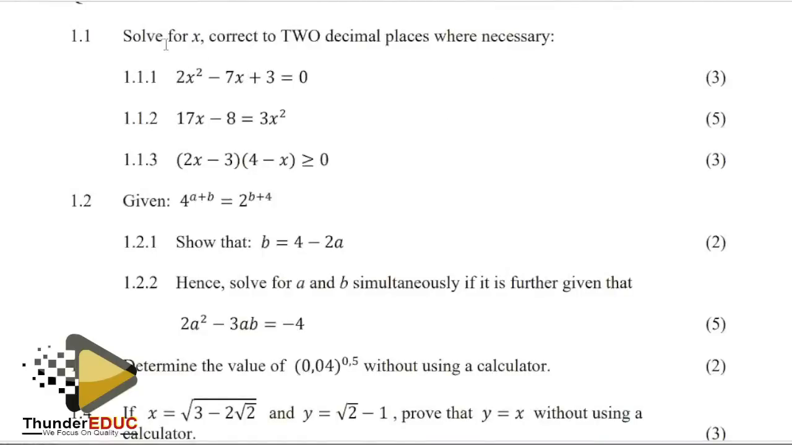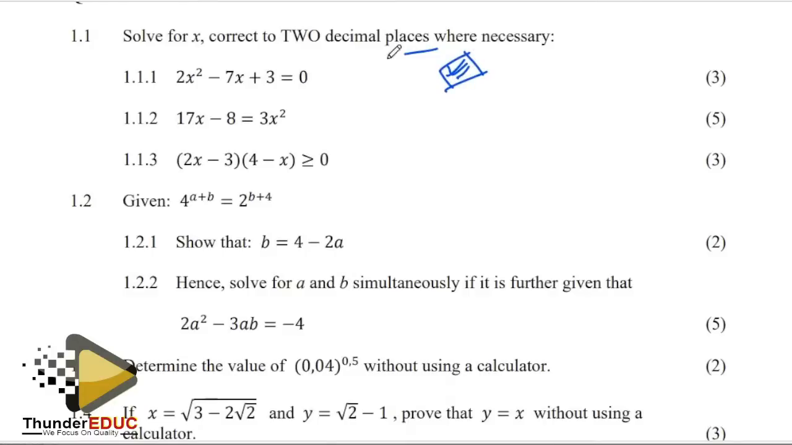Okay, here we go. Solve for x, correct to 2 decimal places. So in most cases, when they tell you 2 decimal places, they would expect you to use the quadratic formula, but it's up to you anyway. So you can choose the factors where you feel you can get the factors, and where you can't get the factors, just use the quadratic formula. But if you're a person that just specializes in the quadratic formula, please stick to that.